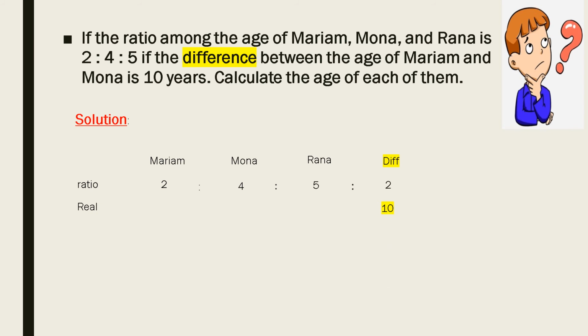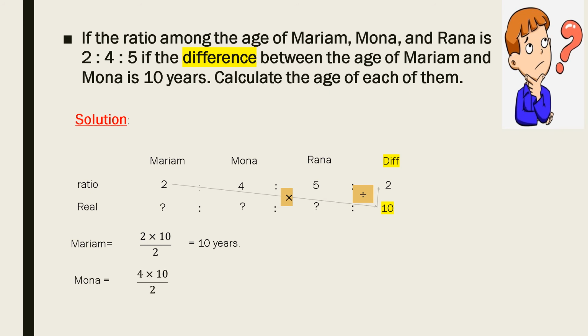Now we have a completed column which is difference. This column will help us to find the age of each of them. To find the age of Maryam, multiply 2 by 10, then divide by 2. We write Maryam equals 2 times 10 over 2 equals 10 years. This is the real age of Maryam.